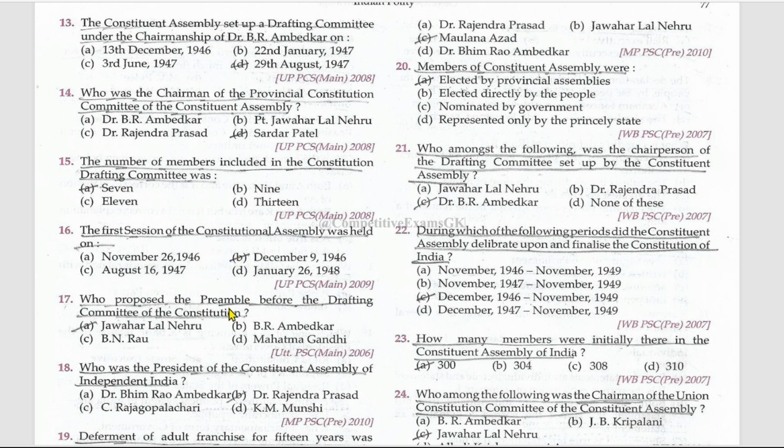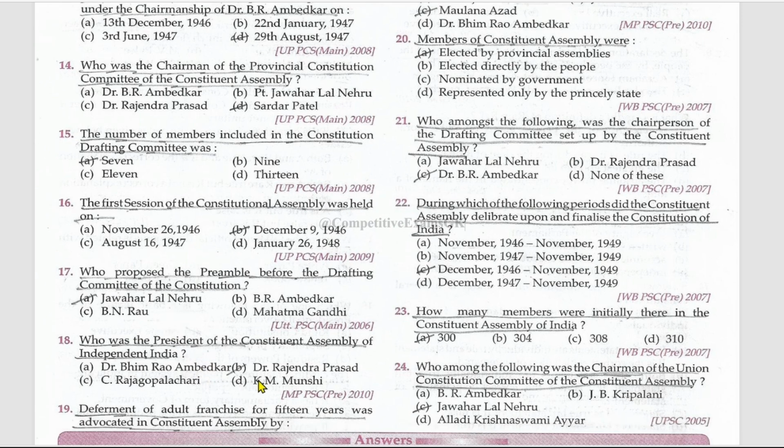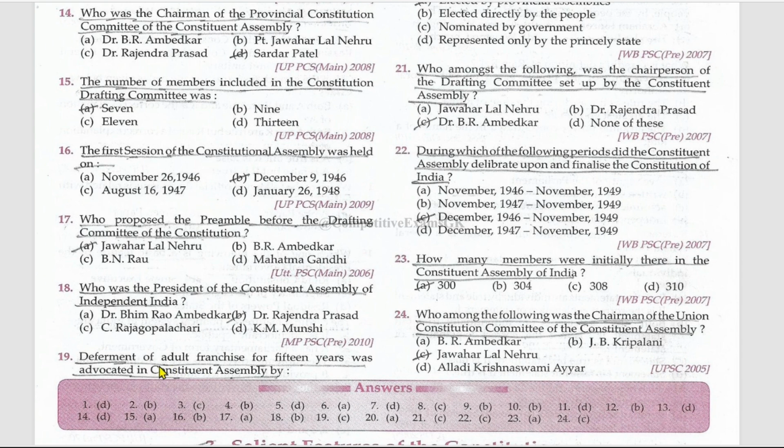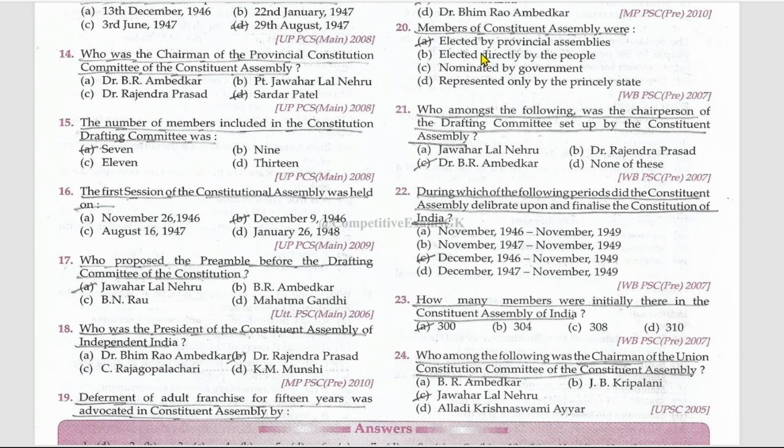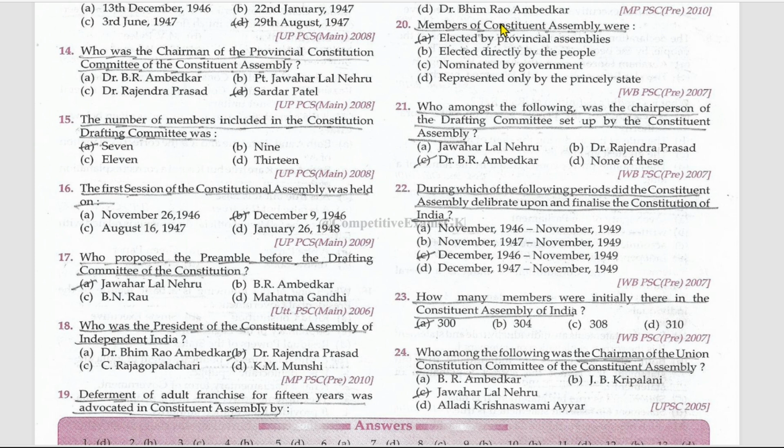Who proposed the preamble before the drafting committee of the Constitution? Jawaharlal Nehru. Who was the president of the Constituent Assembly of Independent India? Dr. Rajendra Prasad. Deferment of adult franchise for 15 years was advocated in the Constituent Assembly by Maulana Azad. Members of the Constituent Assembly were elected by provincial assemblies. Who amongst the following was the chairperson of the drafting committee set up by the Constituent Assembly? Dr. B.R. Ambedkar.